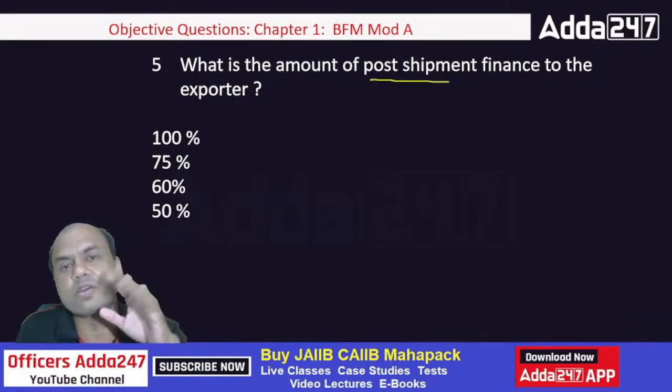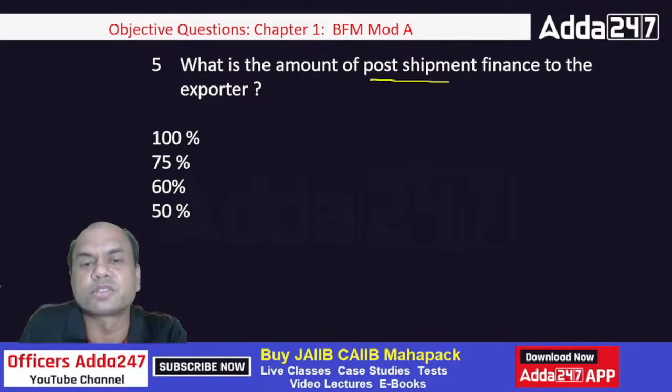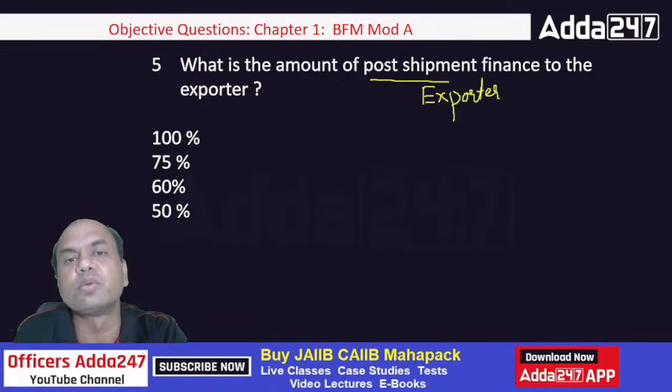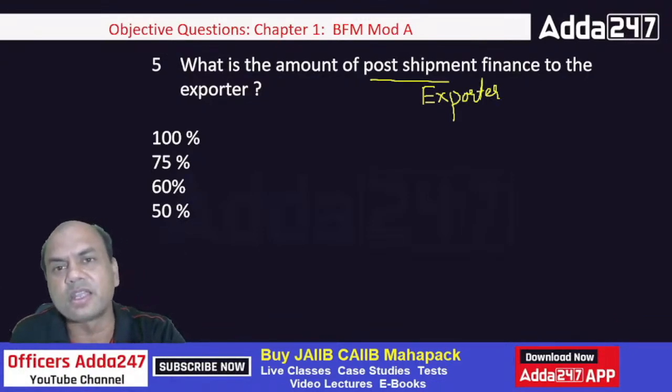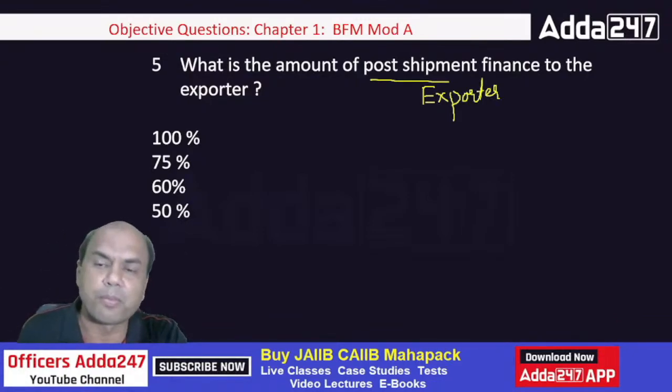See here, these are all the finances for exports. An exporter will get an order. What is the exporter? Exporter means the one who is preparing the goods in India and selling them abroad. Right? Preparing in India, India manufacture.